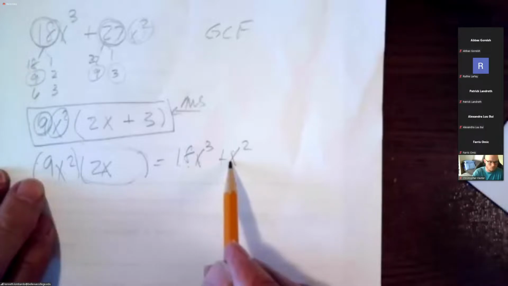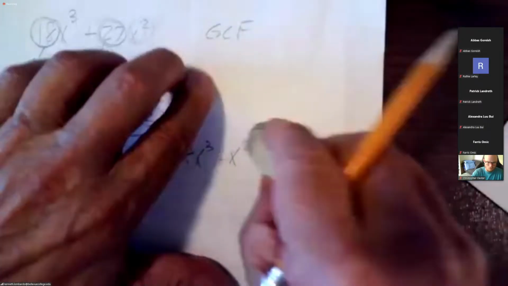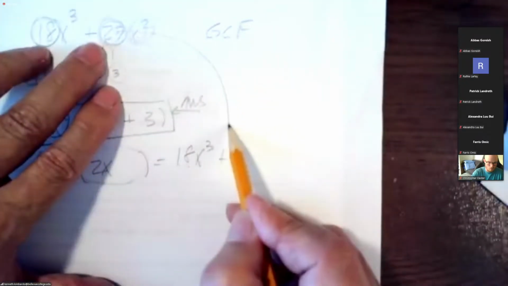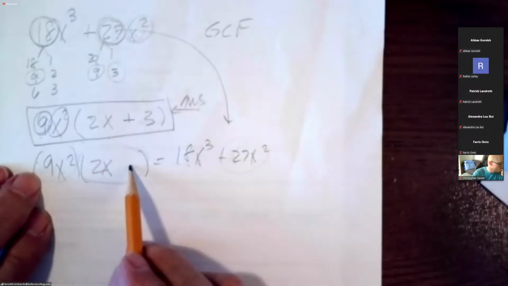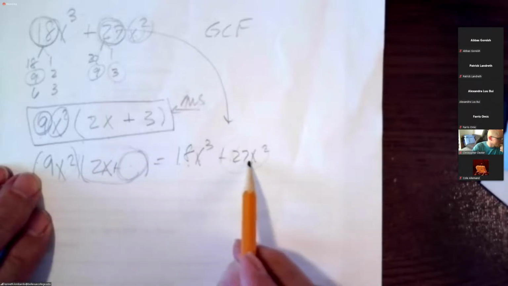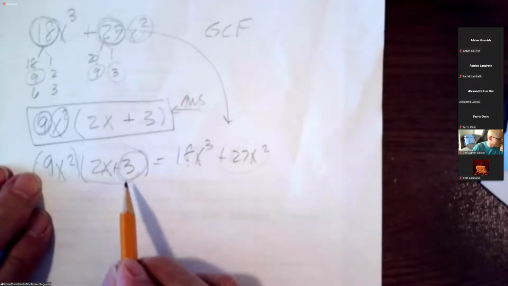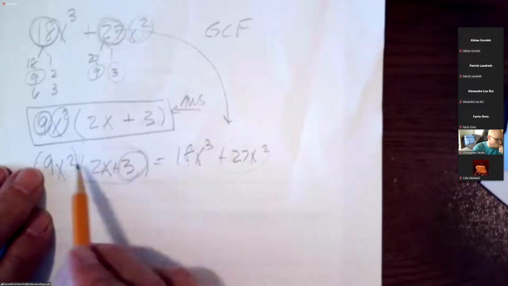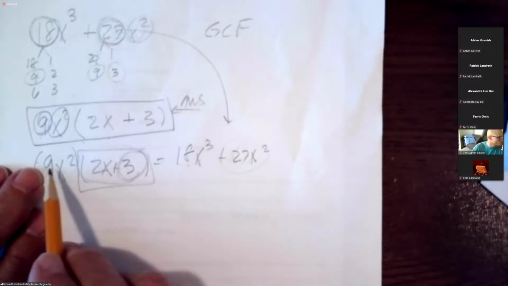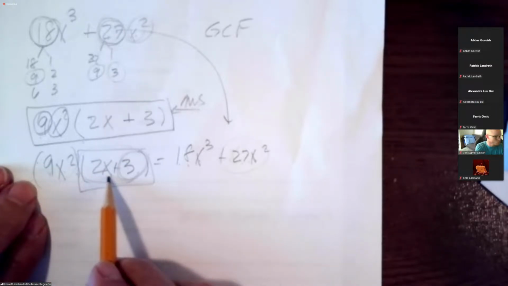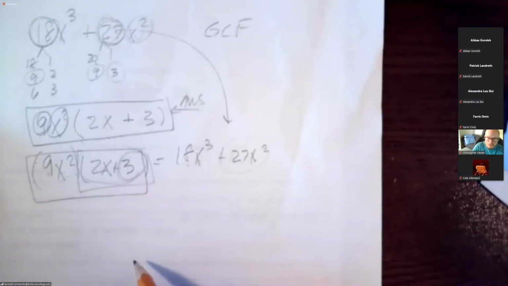What do I have to get over here? 27x squared. So 9x squared times what gives me 27x squared? 9 times what gives me 27? Well, that'd be 3, wouldn't it? Yeah. So 9 times 3 is 27. This is x squared, so I don't need anything else. So what I'm looking for is 9x squared times the binomial 2x plus 3. That would be it here. Makes sense?